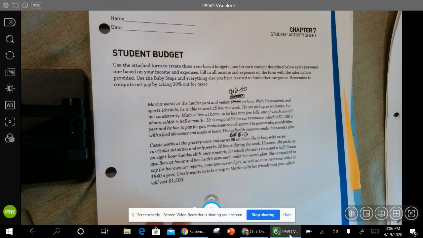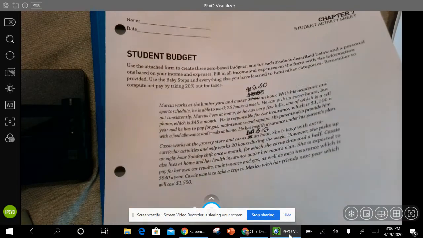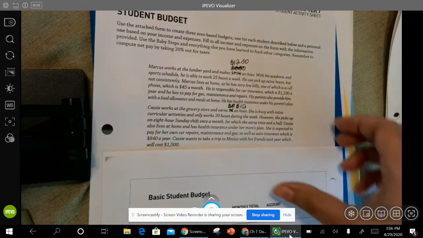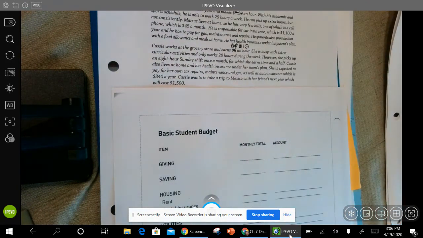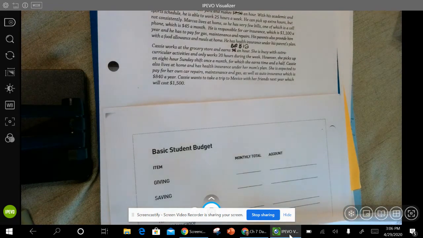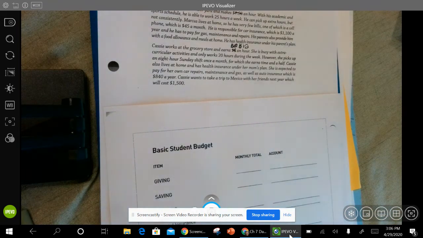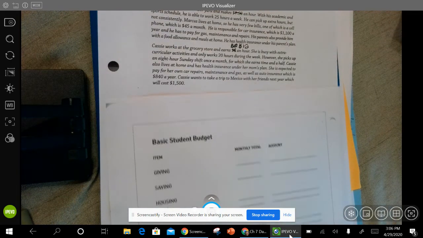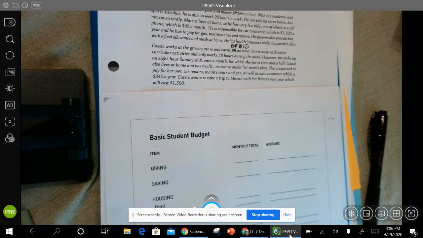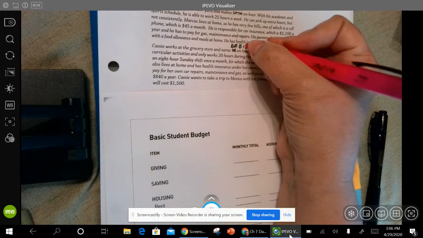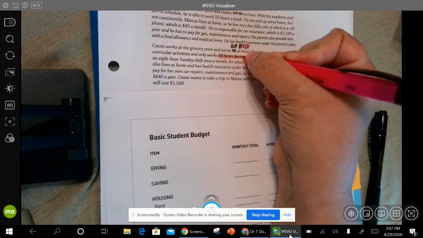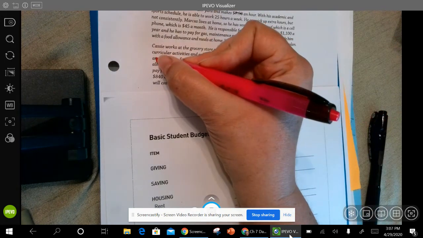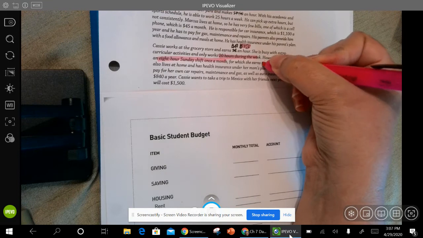So let's look at one of the student examples. I'm going to do the one for Casey. So she works at the grocery store. I changed the amount to $12. She is busy with extracurricular activities and only works 20 hours during the week. However, she picks up an 8-hour Sunday shift once a month, for which she earns time and a half.